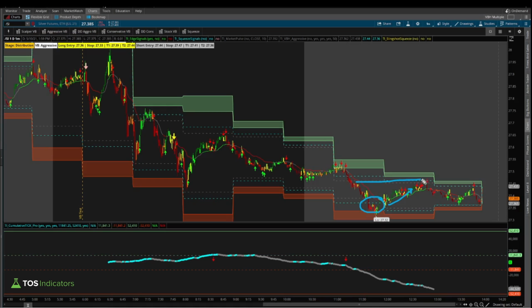The second target was not hit. We fell just a bit short of that, and we ended the day up just right around 25 ticks or so compared to our first target, which was 67 ticks. So a bit less on that second contract. So still positive and better than nothing.